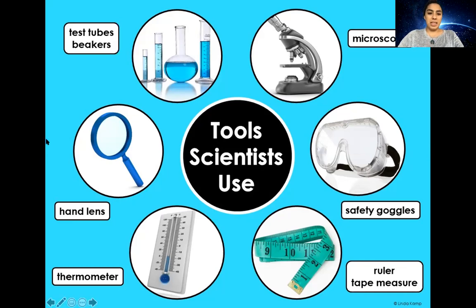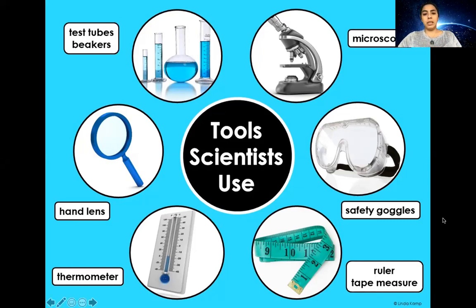Okay. And this one over here is a hand lens. And a hand lens will help us magnify. It'll help us zoom in and see. This one's super easy. This one is a thermometer. And a thermometer helps scientists measure the temperature. Over here, we have a ruler or a tape measure. It's very important that scientists carry around those tape measures and those rulers so that way they can see how long something is, how big it is, how wide it is.